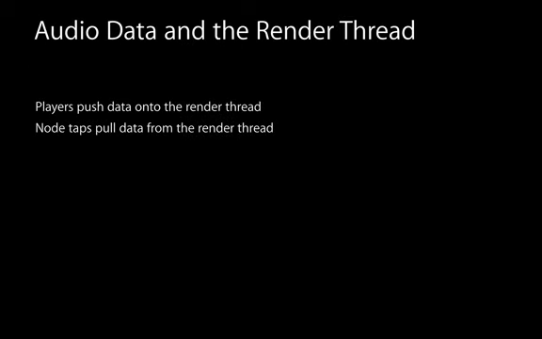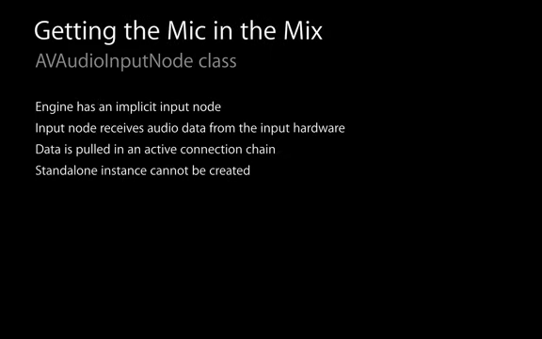All right, so to quickly summarize, you have an active render thread. You use player nodes to push your audio data on the render thread, and use node taps to pull audio data from the render thread. Let's now switch gears and talk about a new node called the input node. The input node receives data from the input hardware, and it's parallel to the output node. With the input node, you cannot create a standalone instance. You have to get the instance from the engine.